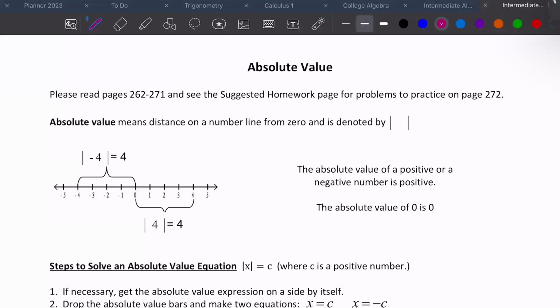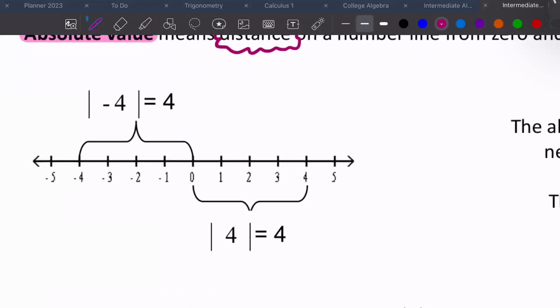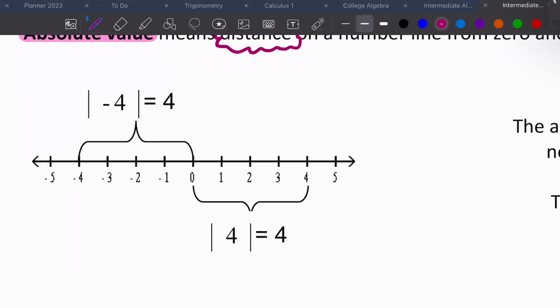Okay, so absolute value, what does that even mean? Absolute value is distance. It's distance on a number line from 0 and is denoted by these two bars, right? You probably know what that looks like. So if I'm on a number line, let's see what I'm talking about. Distance, right? So if I'm right here and I'm gonna draw a little stick guy. Don't make fun of my drawing here.